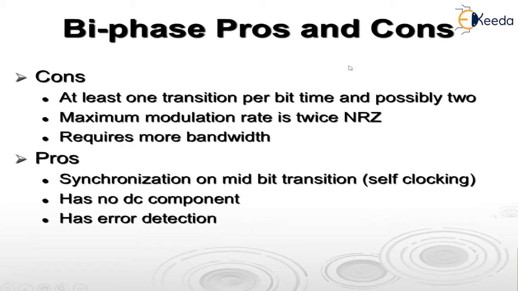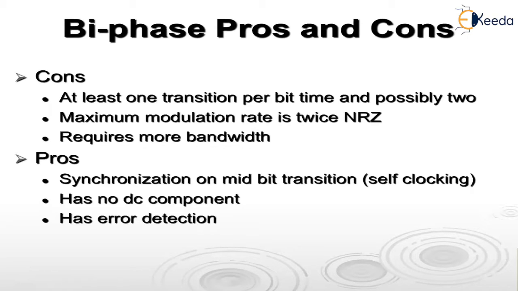All the biphase techniques require at least one transition per bit time and may have as many as 2 transitions. Thus, the maximum modulation rate is twice that of NRZ. This means that the bandwidth required is correspondingly greater. The bandwidth for biphase codes is reasonably narrow and contains no DC component. However, it is wider than the bandwidth for the multi-level binary codes.